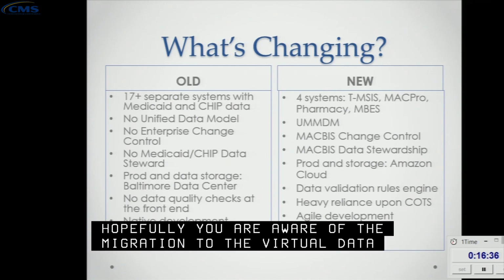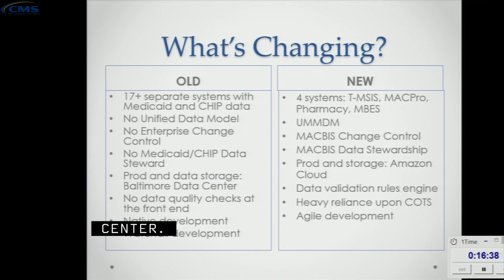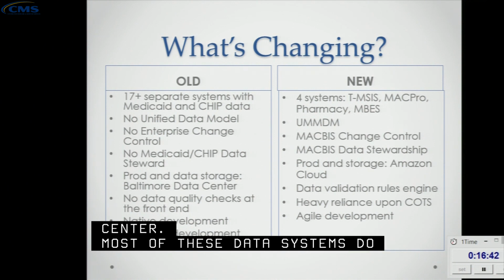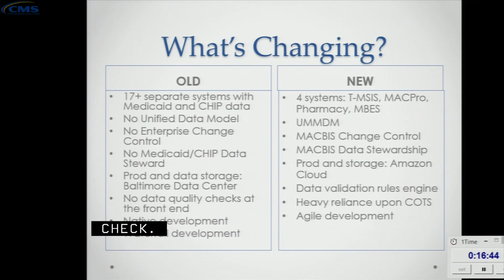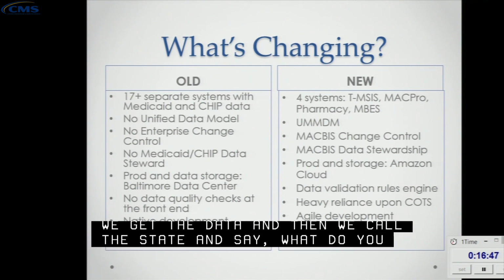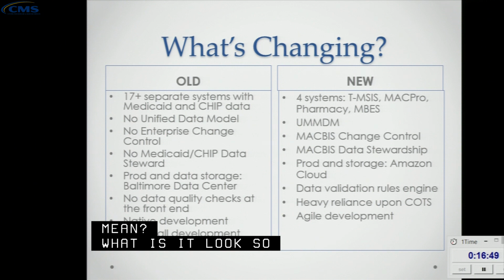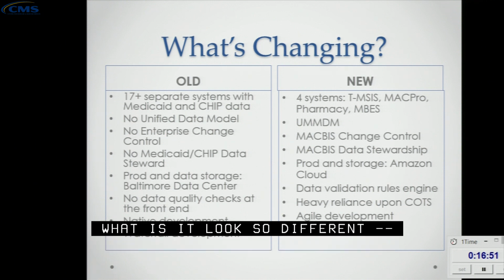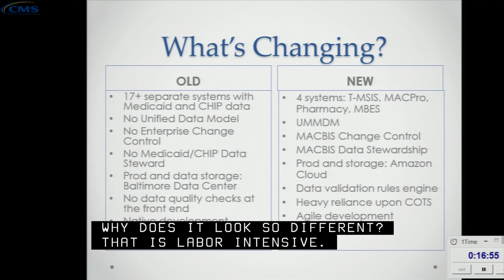Most of these data systems do not have a front-end quality check. We get the data, and then we call the state and say, what do you mean this went up this month? Why does it look so different? That's labor-intensive. It might make a few of our vendors very happy, because that's an ongoing book of work. So find another sustainable business plan, because we're done with that. We need to have quality checks as it comes in.